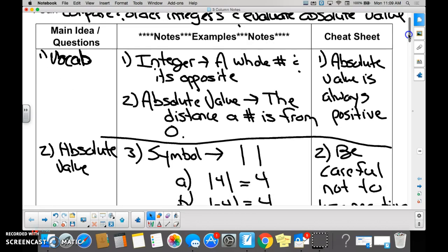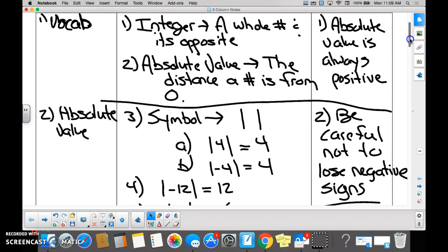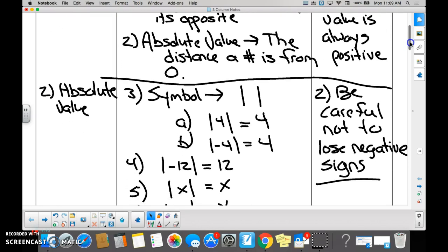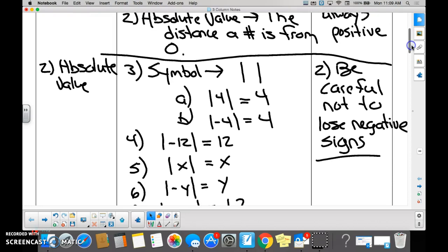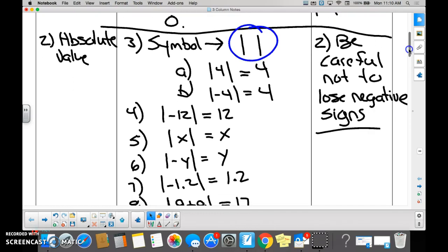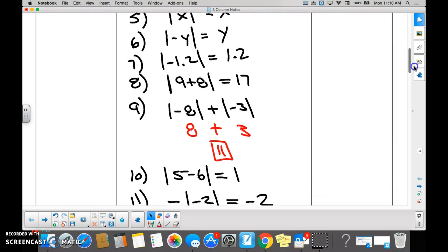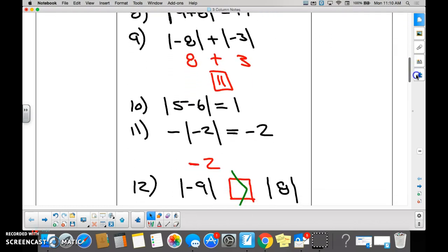And then the last one would be absolute value, and I think Philip told us absolute value is always going to be positive because it's the distance a number is from 0. The symbol for absolute value, if you don't already know it, you need to know that it's 2 straight lines with a number between. A and B give you some examples. And then 4, 5, 6, 7, 8, 9, 10 show different ways to evaluate absolute value.